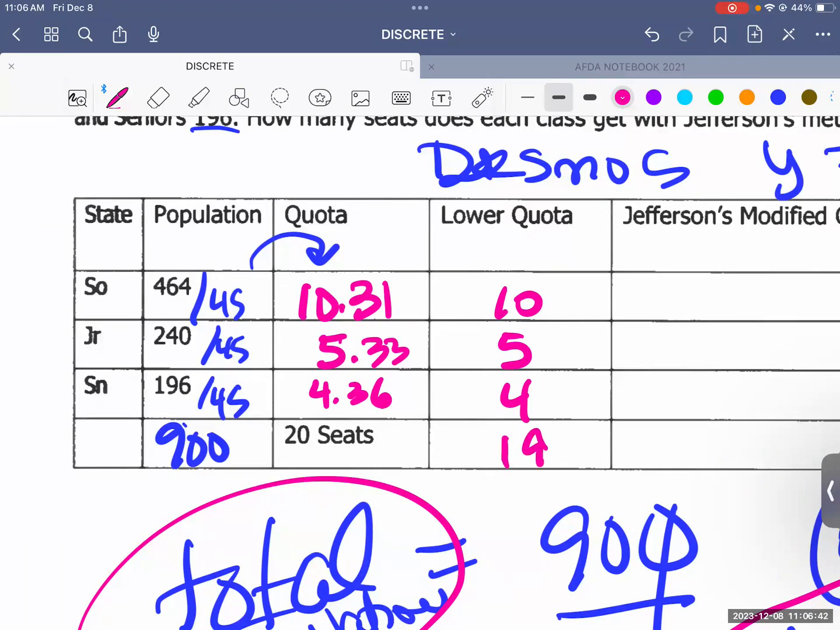Okay, so I need to change. Now, yesterday with the Hamilton method, I would just say, okay, who has the highest decimal? Don't write this down yet, but for those who didn't get the method yesterday, you would just say he has the highest decimal. So you would just give the seniors one more seat. But that's not how this method works. That's the Hamilton.